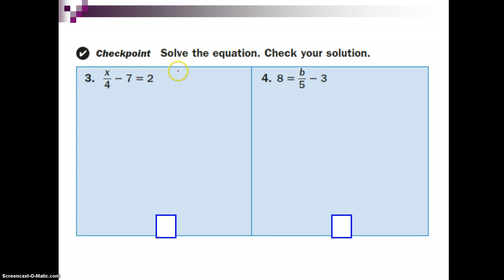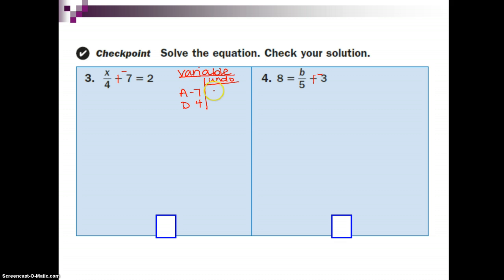Okay, remember that it might be helpful for you to decide what operations are being performed to the variable, and then figuring out how to undo those operations. So right now, let's change subtractions to adding the opposite. I'm going to do it on both problems. Right now, it's adding negative 7 to the variable, and we are dividing by 4. So think about how to undo that. Go ahead and pause the video and solve the equation.